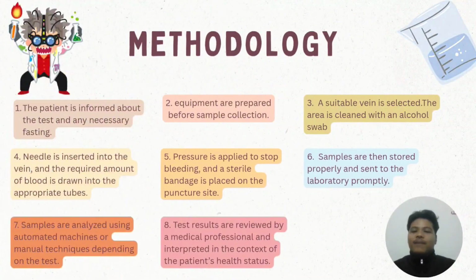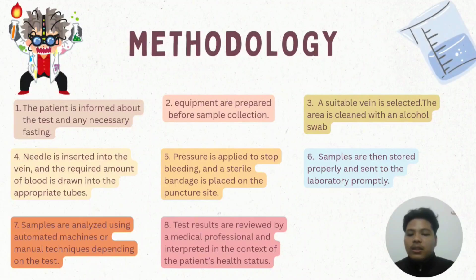The methodology for this part is: first, the patient is informed about the test and any necessary fasting. Identification details are confirmed and consent is obtained. Second, equipment is prepared before sample collection. Third, a suitable vein is selected. The area is cleaned with an alcohol swab in a circular motion and allowed to dry to reduce contamination risk.